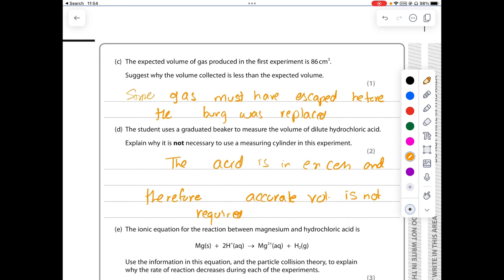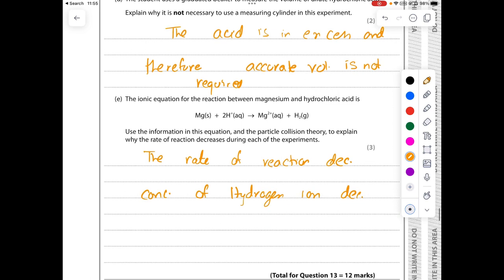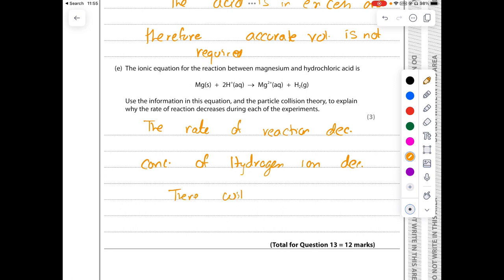The ionic equation for the reaction between magnesium and hydrochloric acid is given. Use this information in this equation and the particle collision theory to explain why rate of reaction decreases during each of the experiments. Because the concentration of hydrogen ion is decreasing. This will lead to fewer collisions per unit time. The rate of reaction decreases because concentration of hydrogen ions decreases. There will be fewer collisions per unit time.